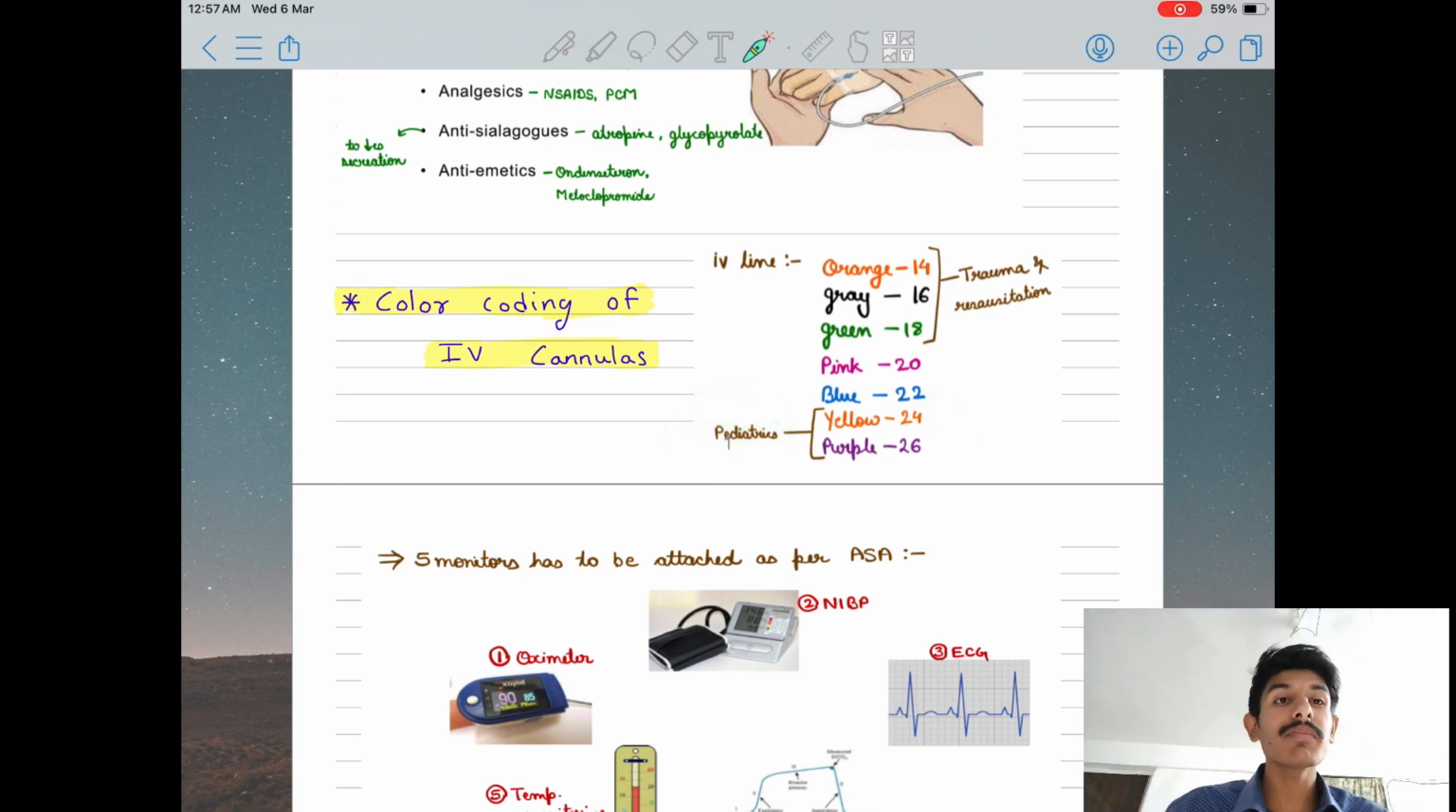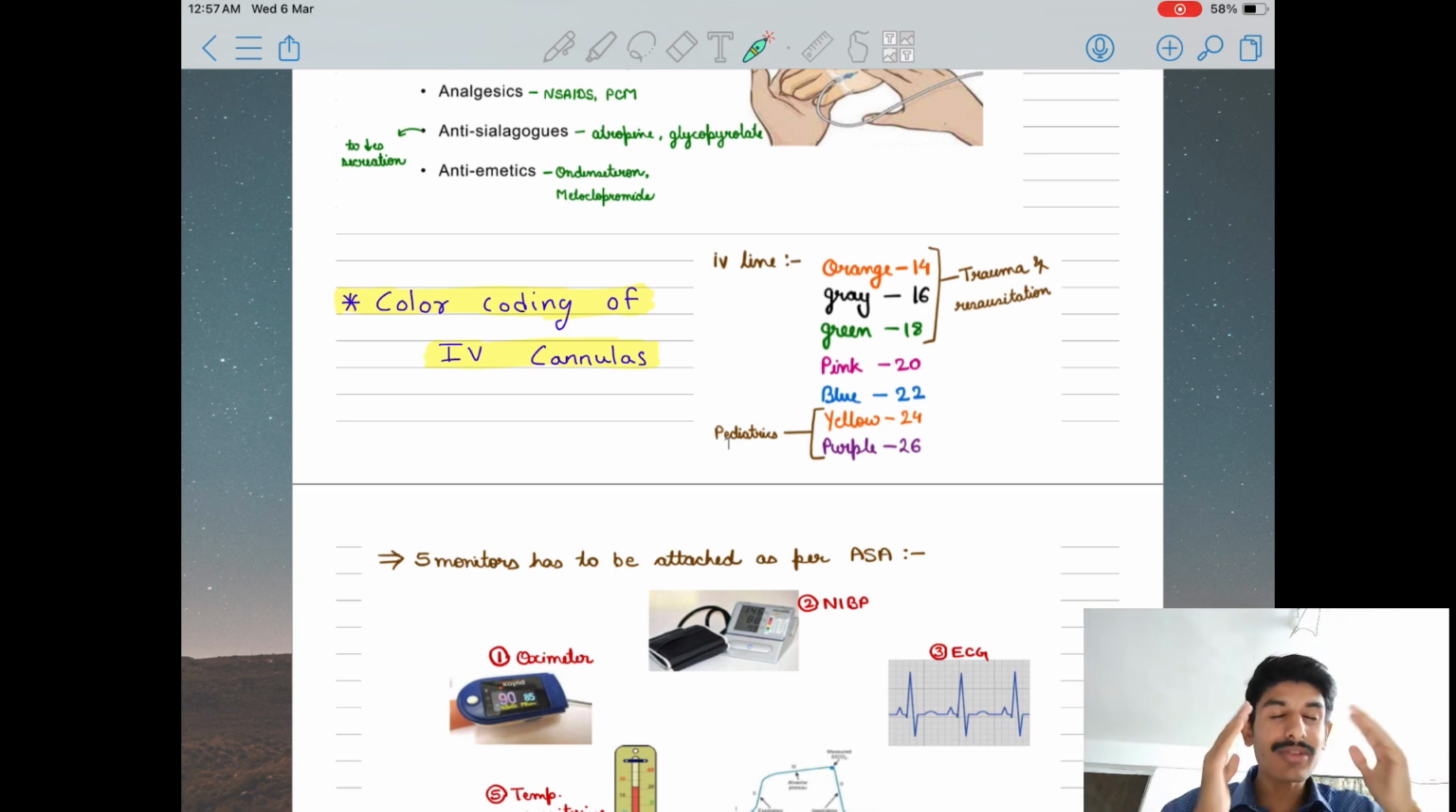So how will you remember the different cannulas and their gauges? Just imagine with me. For example, earth has a core of lava, so lava is orange. Above lava there is soil, which is gray. Then on the soil there is grass, like green. On the grass there is a pink flower. After that pink flower there is a blue sky. On that blue sky a yellow sun is there, and afterwards a purple rainbow is there.